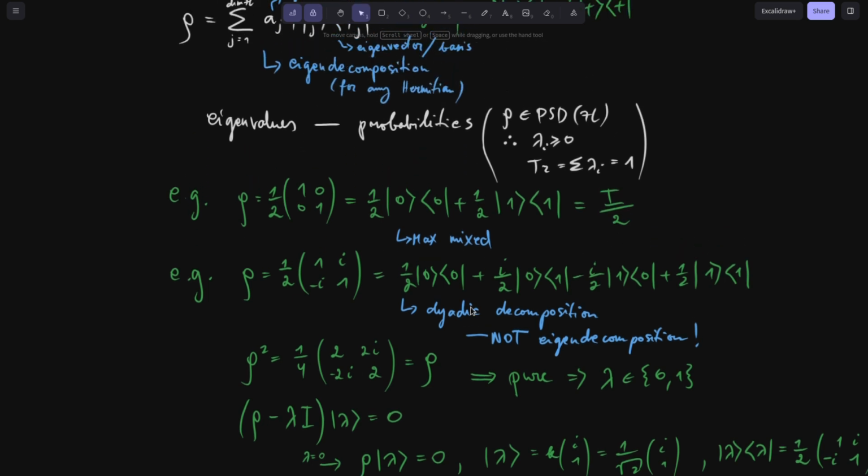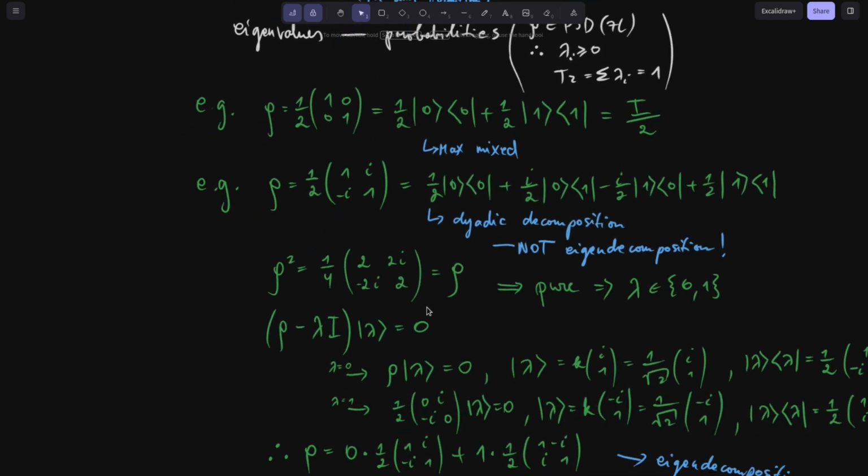It's not the same. As you can see, here 0 and 1 are combined. It's not the same vector. So this is not eigendecomposition. If it was eigendecomposition, we wouldn't have these two things. It would be only zeros and only ones.